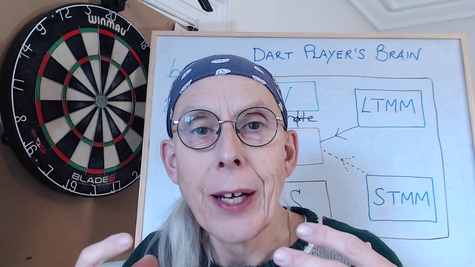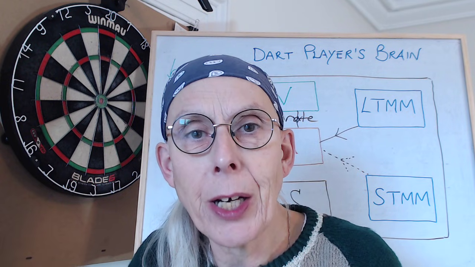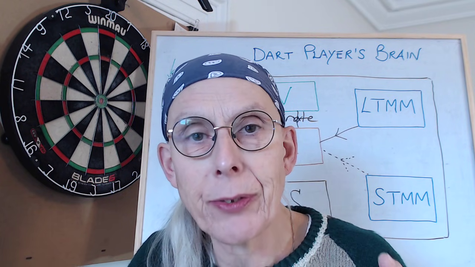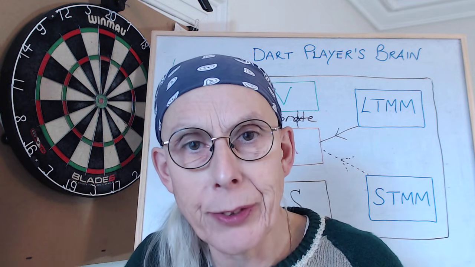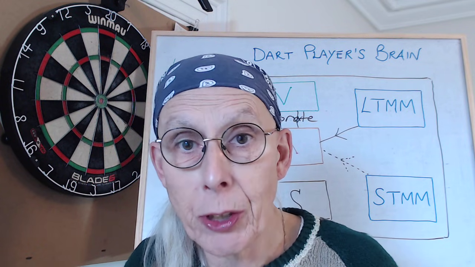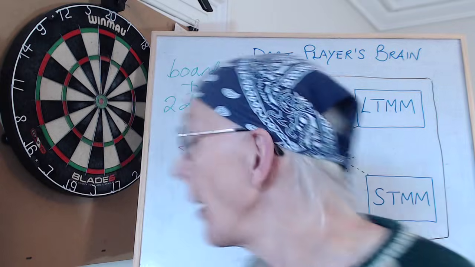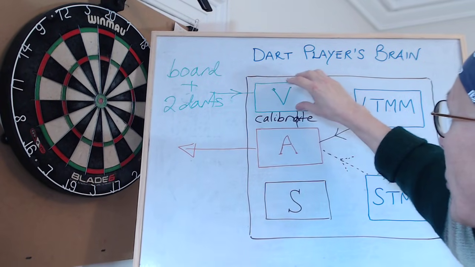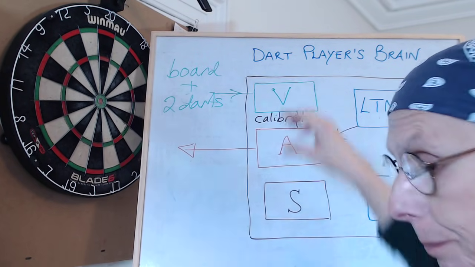I want to go slightly lower than that previous dart, or slightly to the left of that previous dart. So it's not an absolute aim, it's a relative aim. And just for the sake of language, I'll call it calibrate. So we're going to calibrate. So that's what's going in to the visual cortex there.